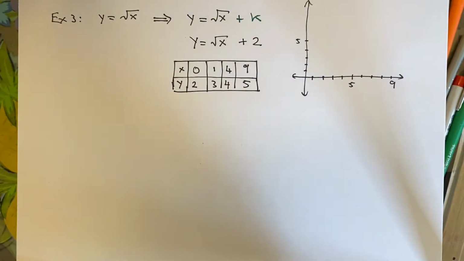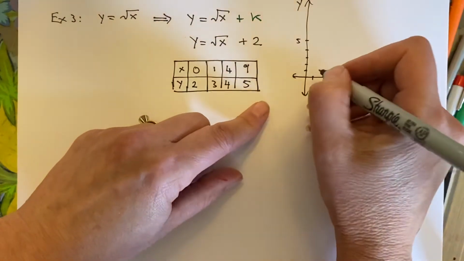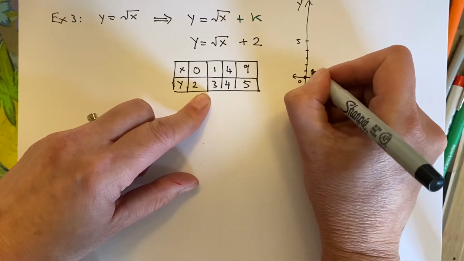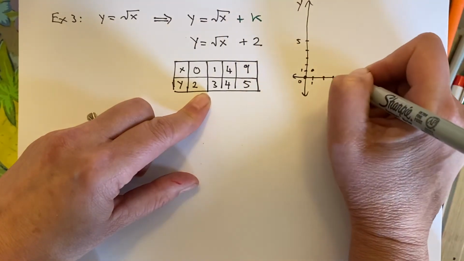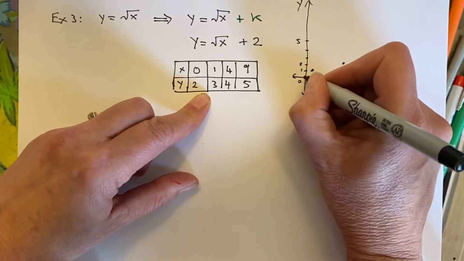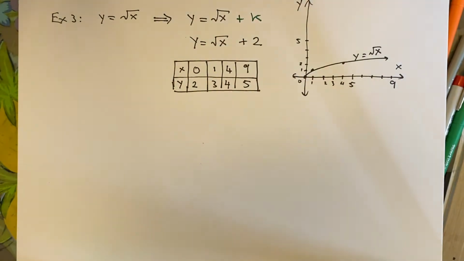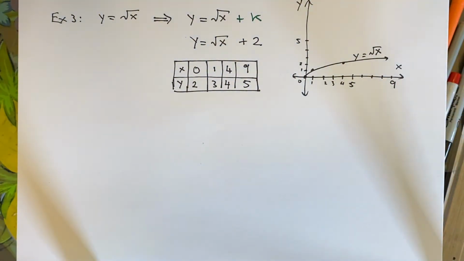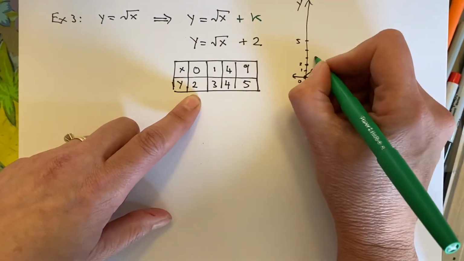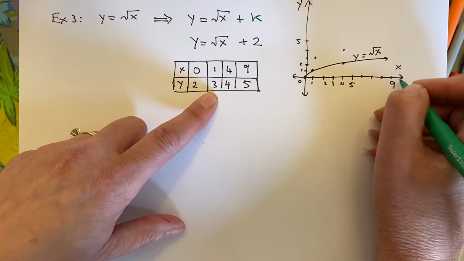Okay, now I'm going to go back before I move forward. I always want to draw the parent function because I want to make sure I'm comparing to the parent function. So the parent function, if you remember, was 0, 0, 1, 1, and then 4, 2. And it looked like that. Y equals square root of x. I'm going to draw in green what happens when we add 2. 0, 2, 1, 3, 4, 4, and 9, 5.